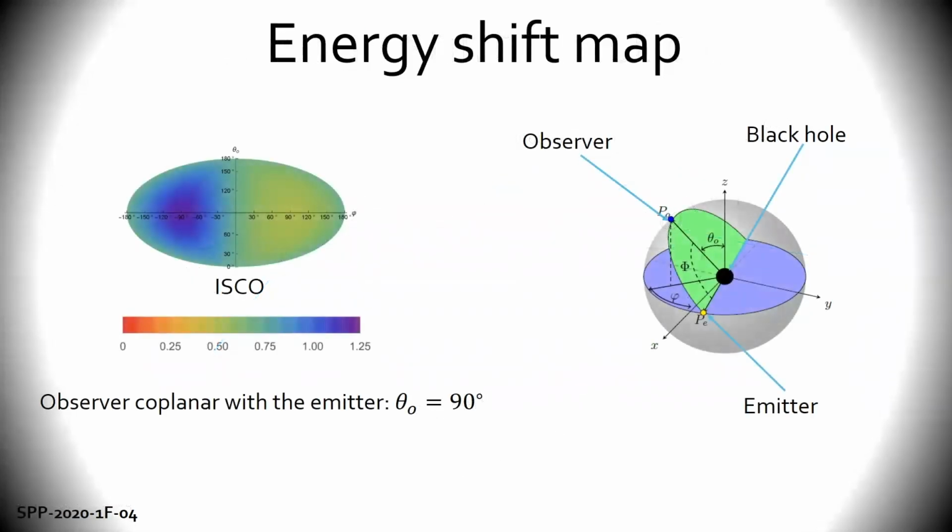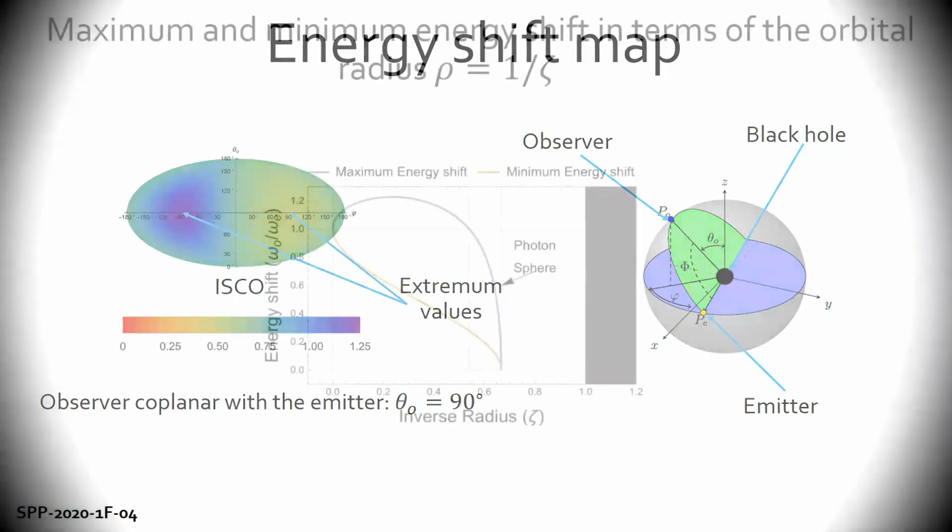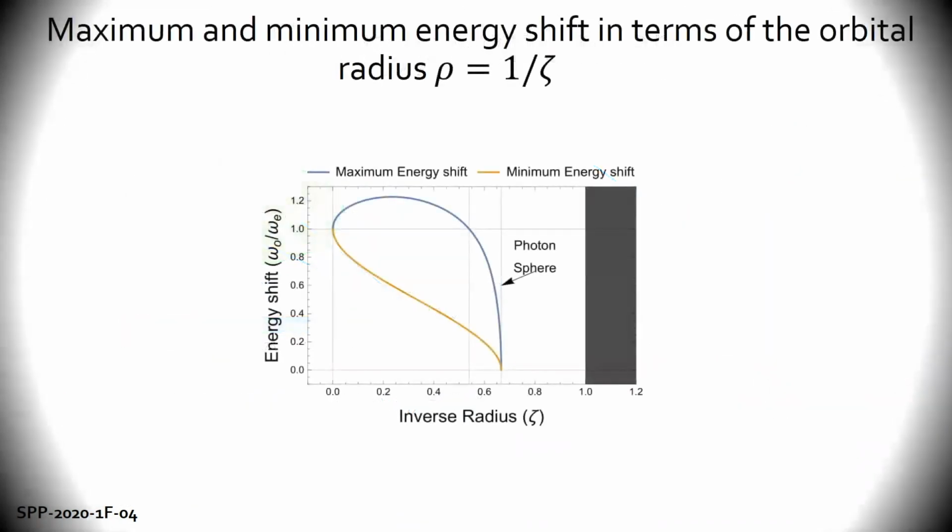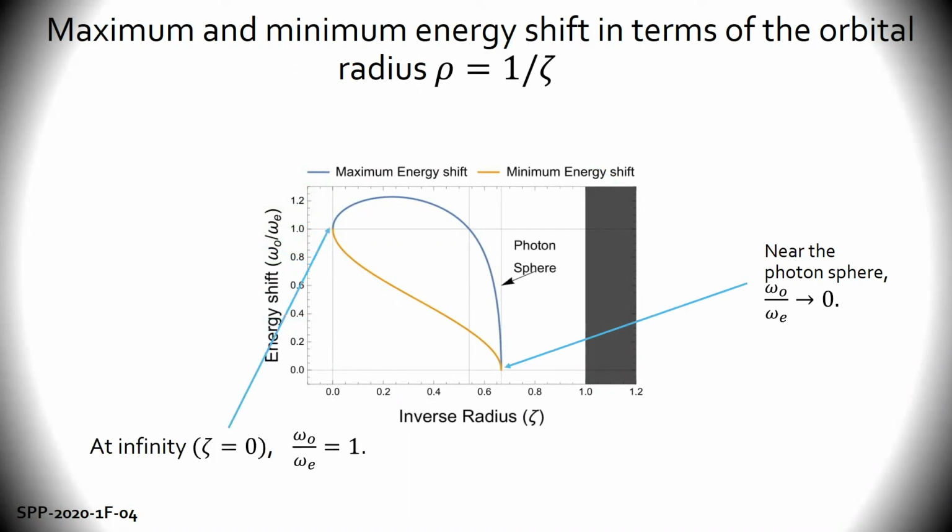We find that if a distant observer is coplanar with the emitting particle, the energy shift of the radiation takes its extremum values. We also find that the value of the energy shift function approaches zero as the emitting particle approaches the photosphere region. As a sanity check, the energy shift function becomes unity at infinity. This only means that there is no difference between the emitted frequency and the observed frequency at infinity.